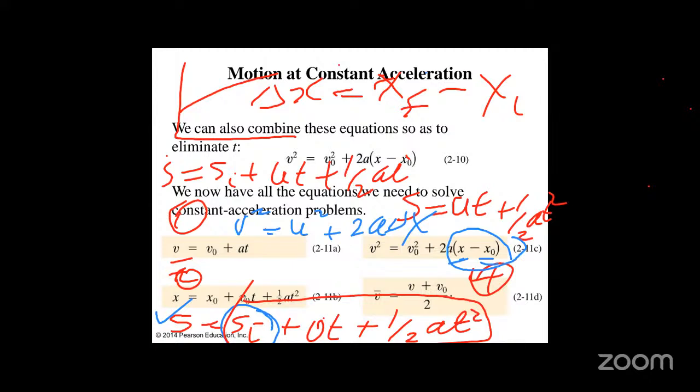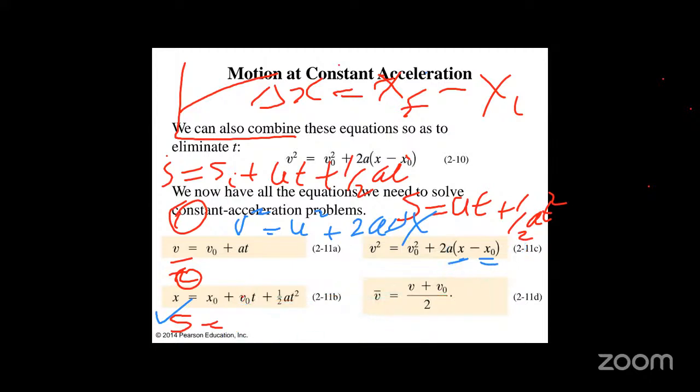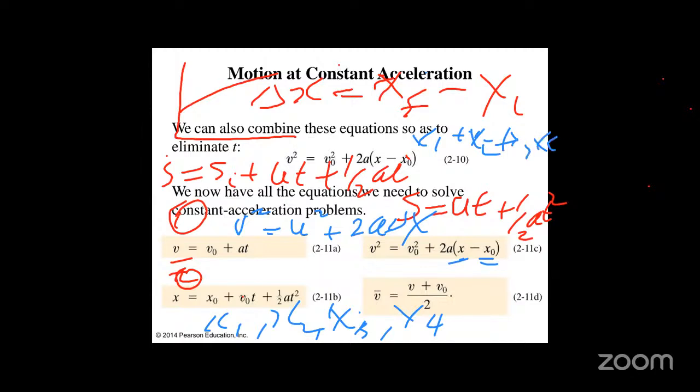Then finally, the fourth equation is average velocity, which is V equal to the sum of the velocities divided by 2. If I have x1, x2, x3, x4, and I'm asked to find the average of these four numbers, it will be x1 plus x2 plus x3 plus x4 over 4.